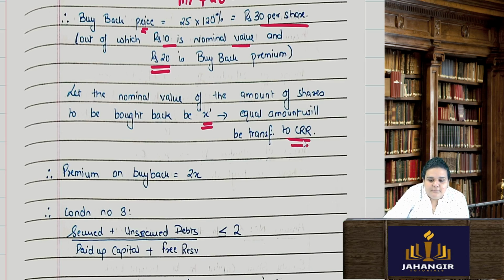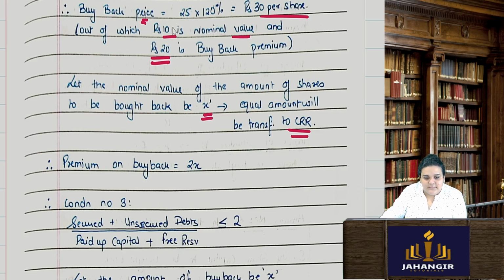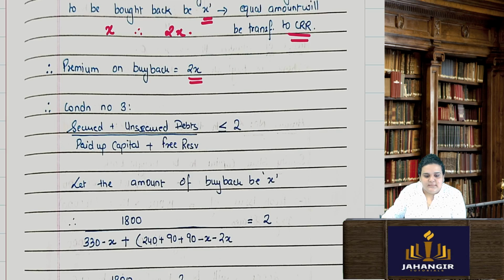Okay. Premium on buyback. If I see this, 10 is nominal value, premium is 20. Therefore, premium on buyback is basically 2x, no? If the buyback value is x, therefore premium on buyback is 2x. So, condition number 3, secured. This is how we will solve condition number 3.